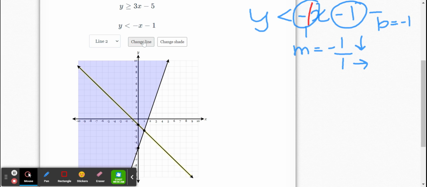Now we want to decide if we want to change our line. Also, just in case you realize you made a mistake, you can always go back to line 1 and change whatever you need to change here. But if we're graphing line 2, make sure you're on line 2 on Delta Math.